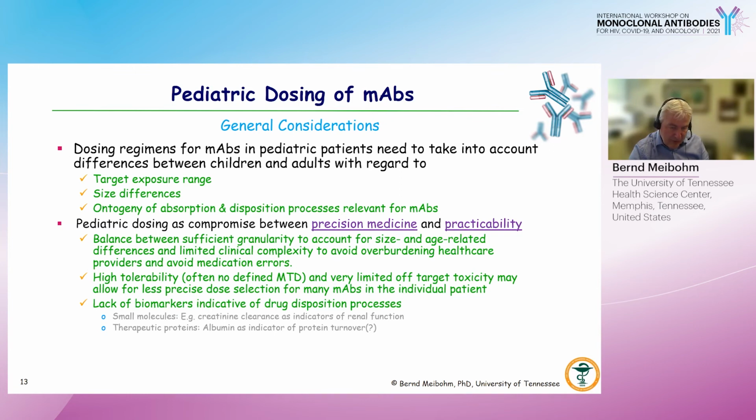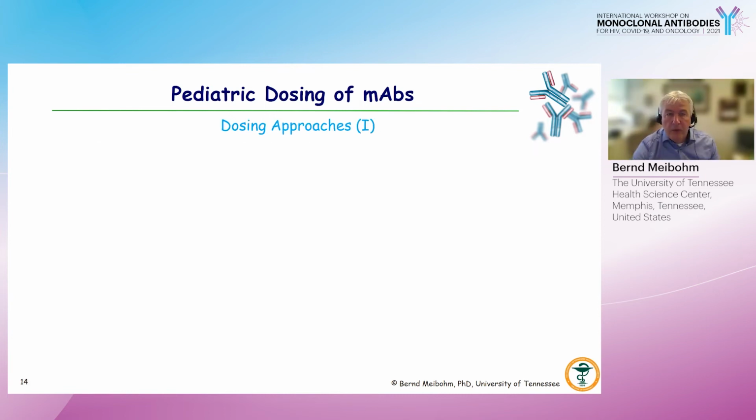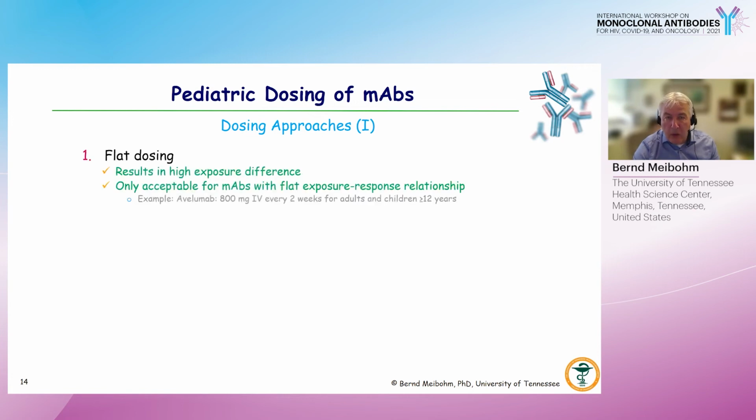So with therapeutic proteins, some things like albumin turnover and albumin levels have been discussed as indicators of protein turnover, but that's still in very, very early stages. With regard to the pediatric dosing approaches that are used in practice, flat dosing is relatively rarely used. It is only acceptable for monoclonal antibodies with a flat exposure response relationship. The example would be the PD-L1 inhibitor avelumab.